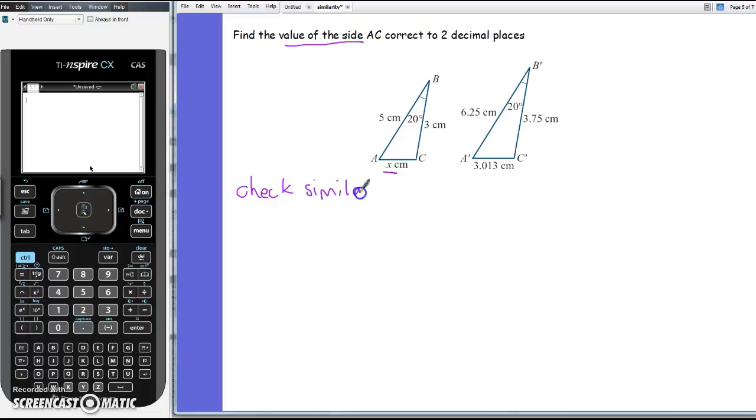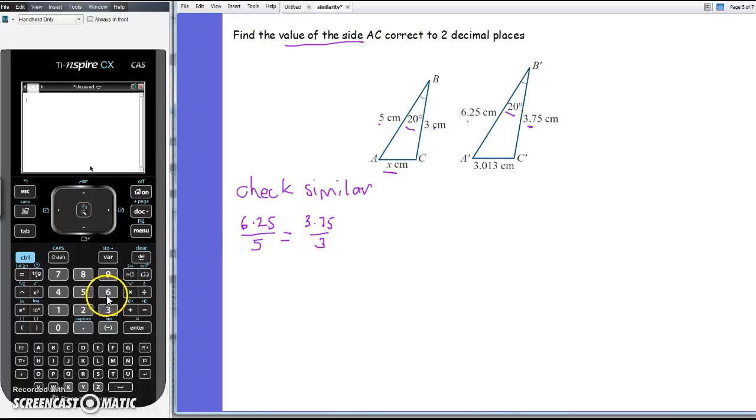So let's check, first of all, using one of our side angle side checks, that we actually have similar triangles. Now we have a matching angle here of 20. So our next check is to make sure that our corresponding sides are in the same ratio. So if that's the case, the image length, 6.25 over 5, must be the same as 3.75 over 3. And with decimals, it's not immediately obvious, so we can just go to the calculator and check.